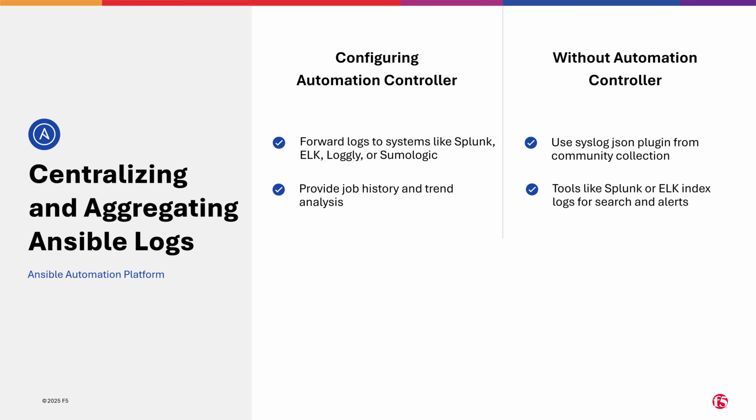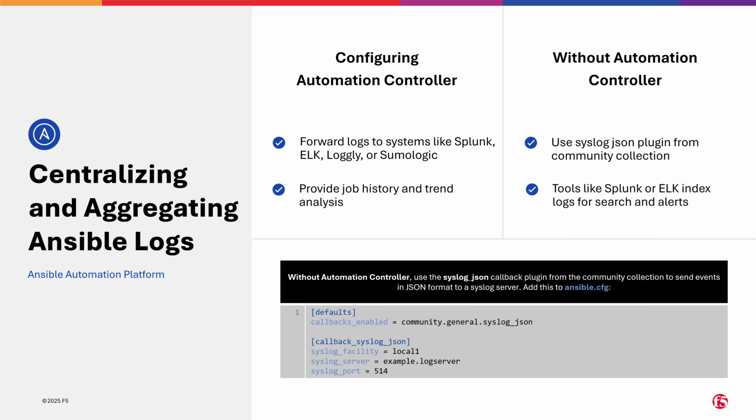Without Automation Controller, use the Syslog JSON callback plugin from the community collection to send events in JSON format to a Syslog server. Add this to the Ansible config. This sends structured JSON logs to the example log server. Tools like Splunk or ELK can index these logs for search and alerts on failures or skipped tasks.